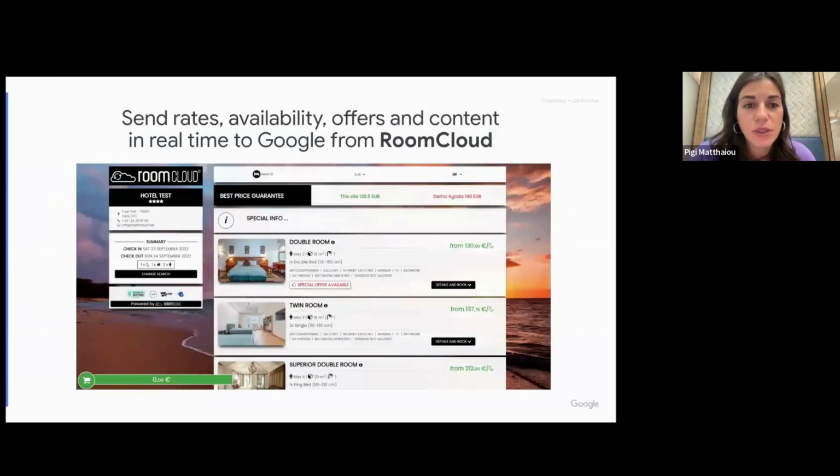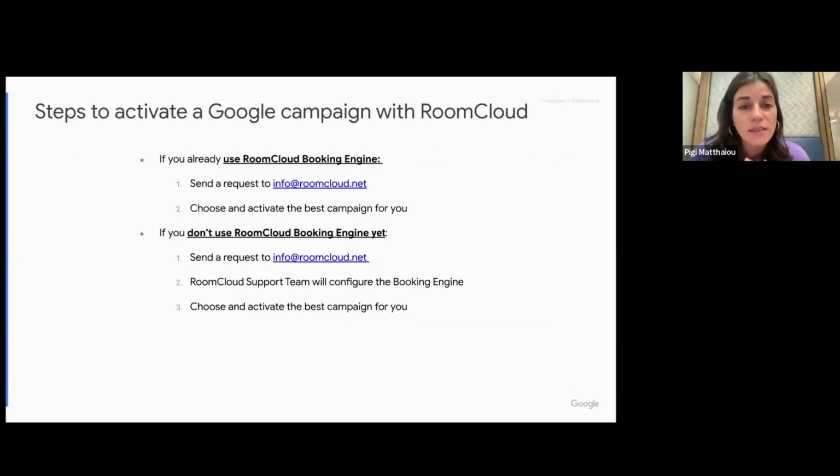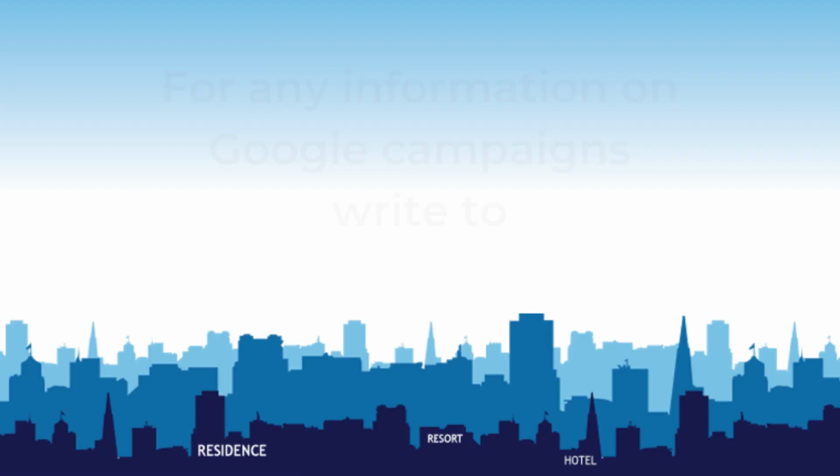I just wanted to show you as well an example of how it looks to be connected with RoomCloud. With RoomCloud, you can send your rates, availability, offers, and content in real time to Google through the RoomCloud API. And how can you activate the campaigns that we have seen? If you are already using RoomCloud, you can send us a request. But if you don't use RoomCloud, I'm happy to discuss it afterwards as well.